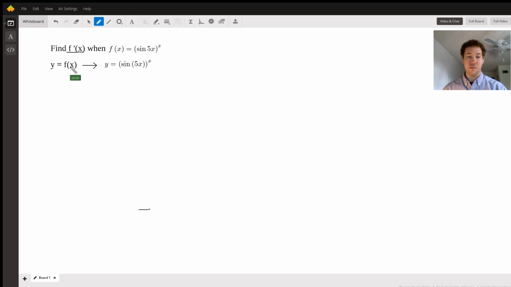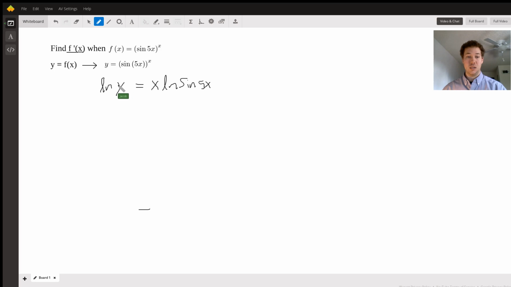Now, let's go ahead and call f of x equal to y so we can rewrite this equation. So now we have y is equal to sine of 5x raised to the x power. Now, if we take the logarithm of both sides, we have ln y is equal to x times ln of sine of 5x. Because we have a logarithm, the x can now be placed in front. So now we can use implicit differentiation to solve this problem.